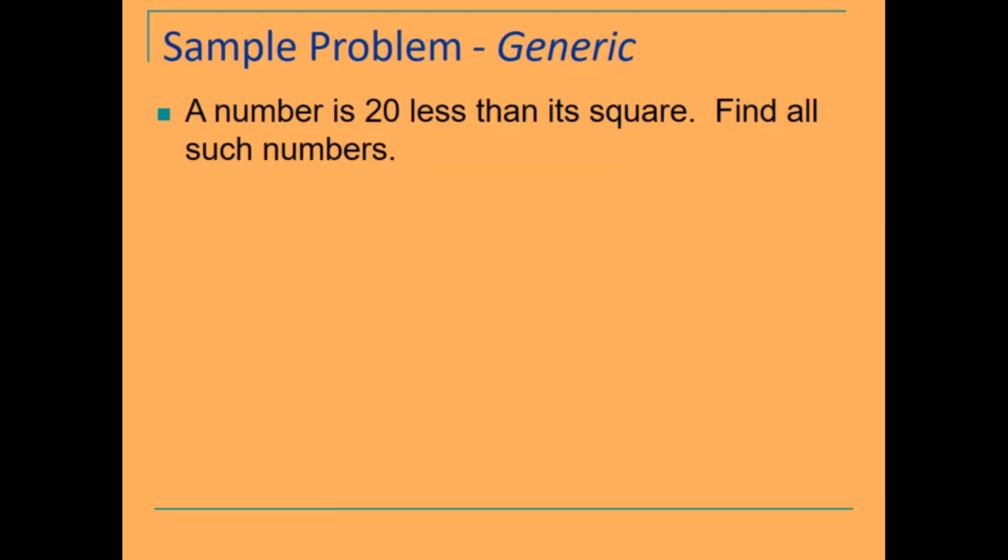Let's take a look at some problems that generate quadratic equations. A number is 20 less than its square. Find all such numbers. So we're looking for a number. We'll let x represent our unknown. Is equals, so we'll replace "is" with an equal sign.